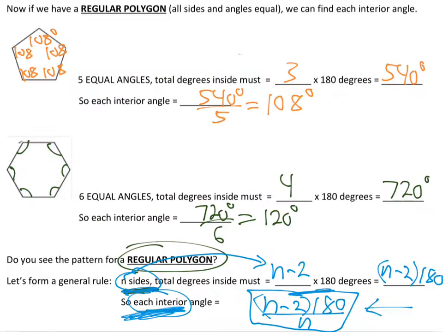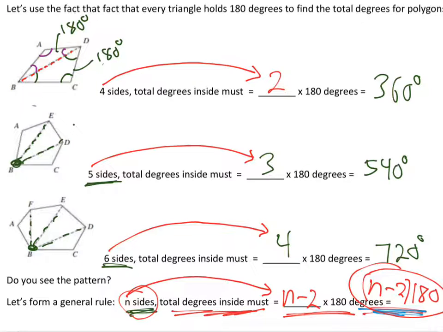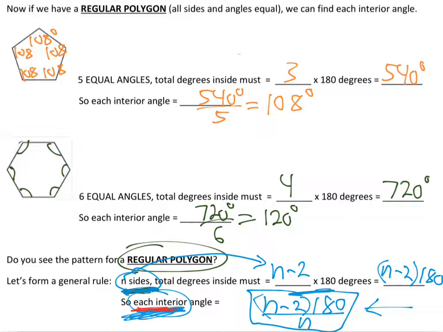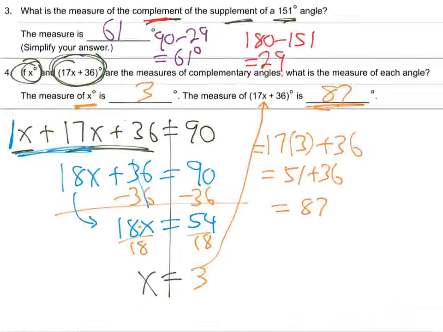That's different than this formula, which tells us each angle in a perfect shape. Remember, we had the two different formulas. For any old weird shape, total degrees, n minus 2 times 180. And then for a perfect shape, regular they call it, each angle is n minus 2 times 180, the total, divided by n. So yeah, we use that formula.